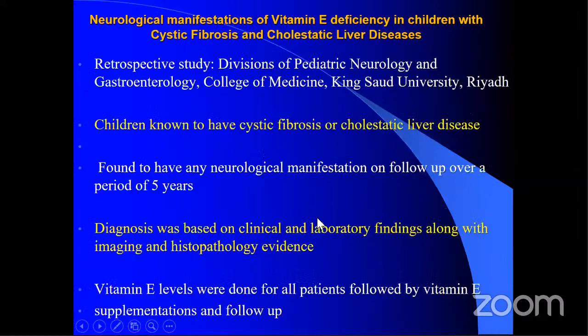So in the last 3 minutes, we'll talk about our work in collaboration with the Division of Pediatric Neurology and Gastroenterology, Professor Asad's group, in which we looked for neurological manifestations in children with cystic fibrosis and cholestatic liver disease. These are children known to have cystic fibrosis or cholestatic liver disease who were found to have any neurological manifestation on follow-up over a period of 5 years, and they were referred to us in neurology. Diagnosis was based on clinical and laboratory findings, along with imaging and histopathology evidence. Vitamin E levels were done for all patients, followed by vitamin supplementation.